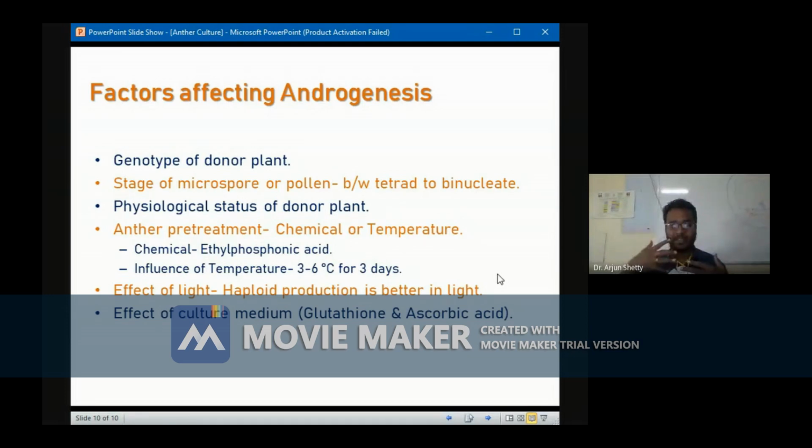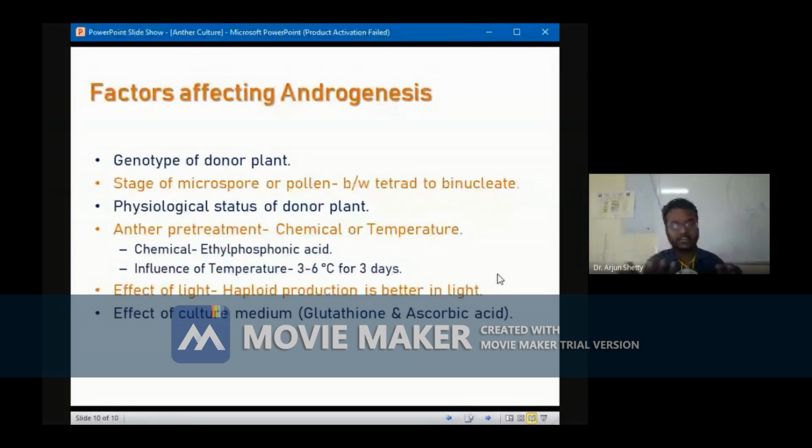Then the third factor which is affecting androgenesis is the physiological status of the donor plant. The plant should be grown in a natural, adjustable climatic condition. It should not be under any natural stress, like biotic or abiotic stress. If the plant is growing robustly and healthy in a comfortable situation, then the physiological condition of the plant is at a very high level, and at that condition the results can be very good.